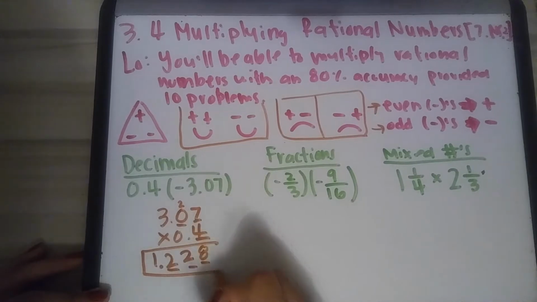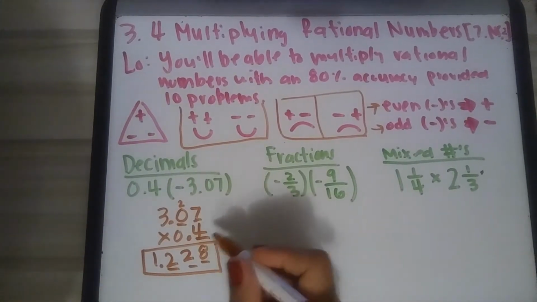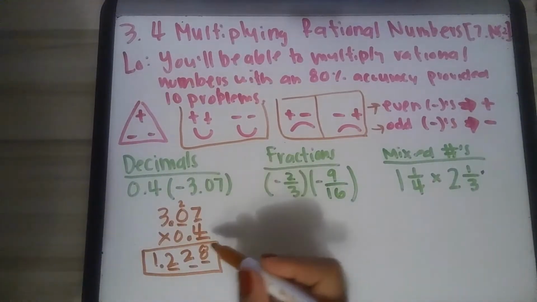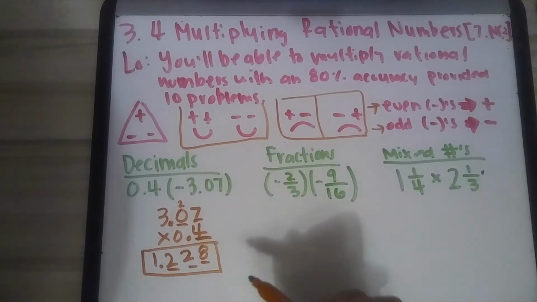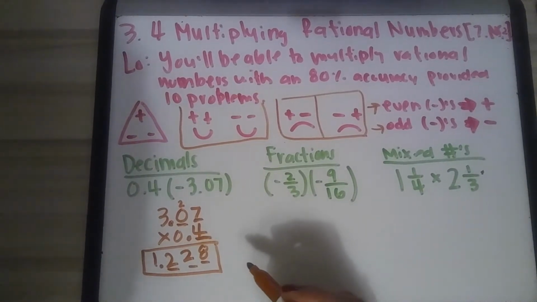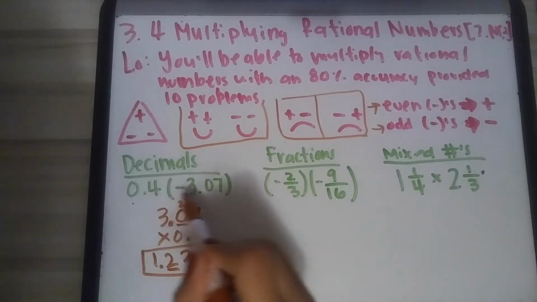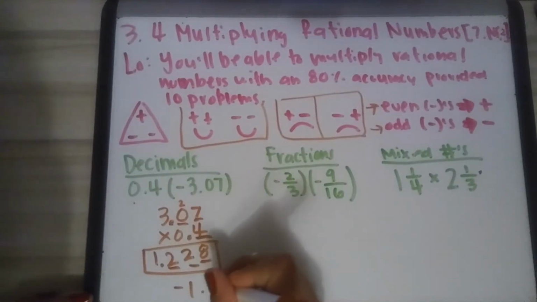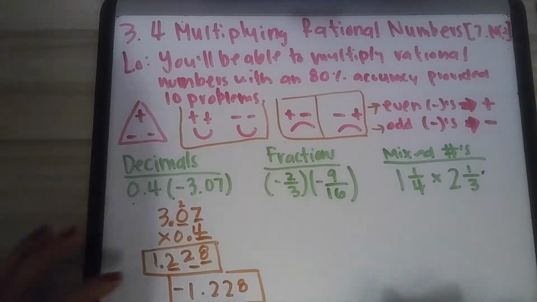Remember, with decimals, we have to look at the decimal points, and then we have to check how many digits there are to the right of those decimals in total. So that's going to be 1, 2, 3. That's the number of digits that we need to have in our answer after the decimal point. So that's 1, 2, 3. Now I multiply positive times a negative, so that should give me a negative. So my answer should be negative 1.228. Okay, that is that for this one.